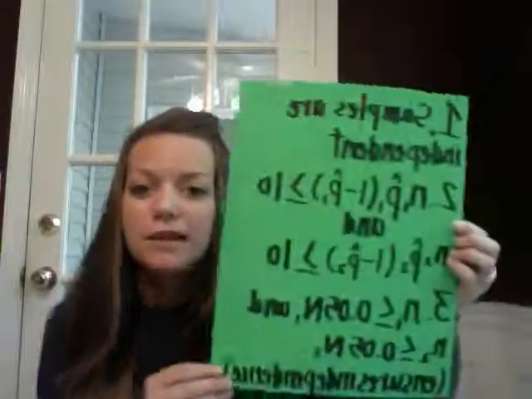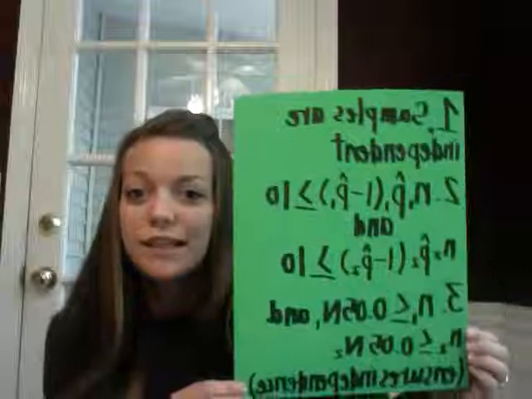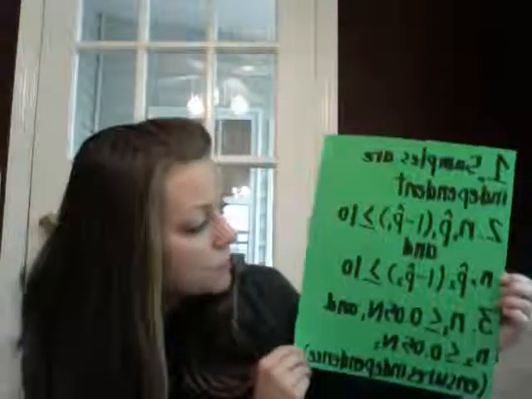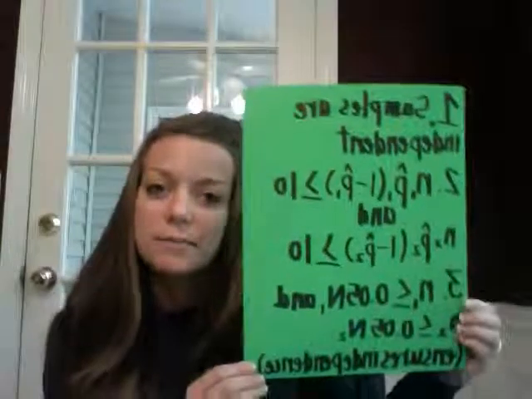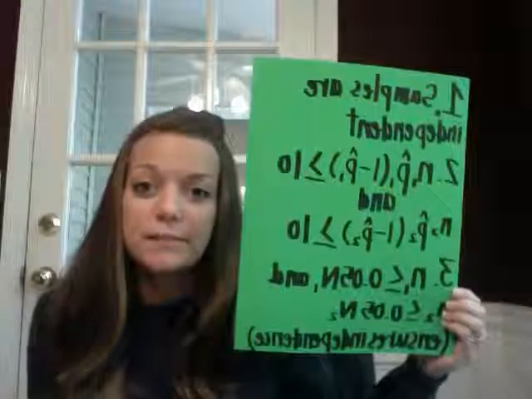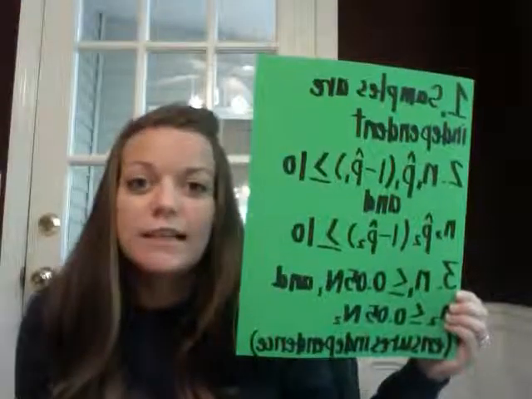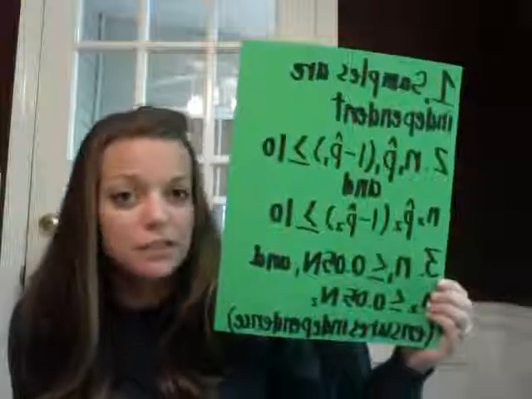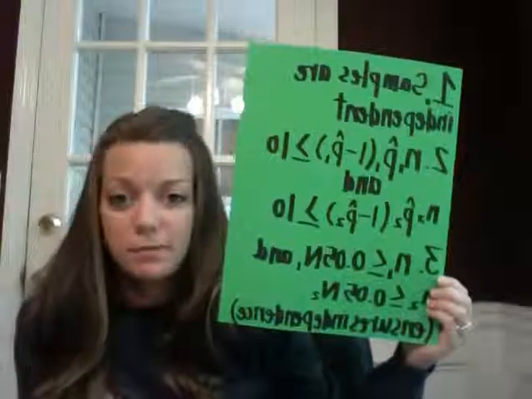Number 1, you must make sure that the samples are independent of each other. Number 2, n1 times p hat of 1 times 1 minus p hat of 1 must be greater than or equal to 10. This applies for both populations. You must test each for number 2.